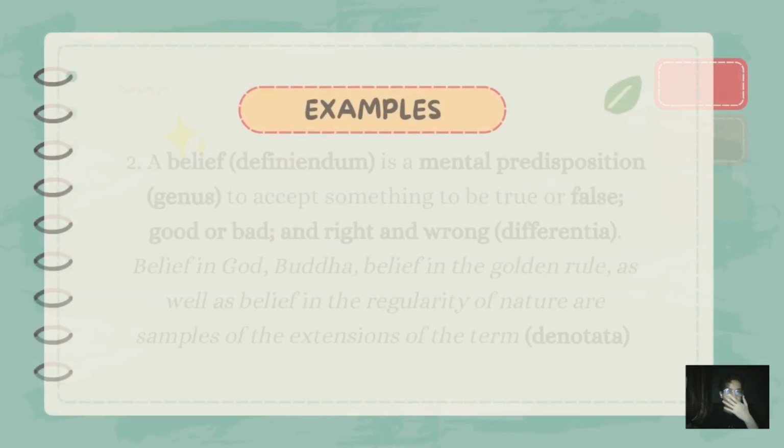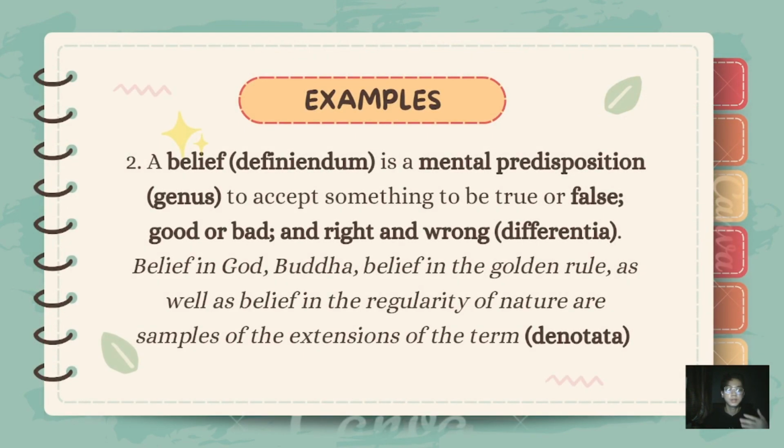And the last example has a deeper topic, the term belief. The definiendum, or the term to be defined, here is belief. And belief is a mental predisposition, which is the genus. And to accept something to be true or false, good or bad, and right and wrong. This is the differentia because it is more specific. And the denotata are belief in God, Buddha, belief in the golden rule, as well as belief in the regularity of nature. These are the examples of extensions of the term.